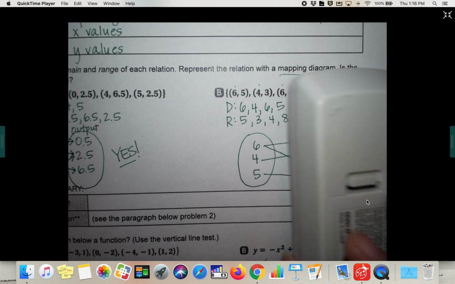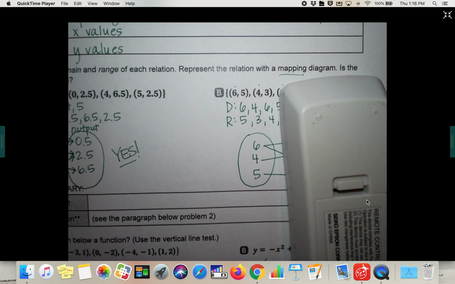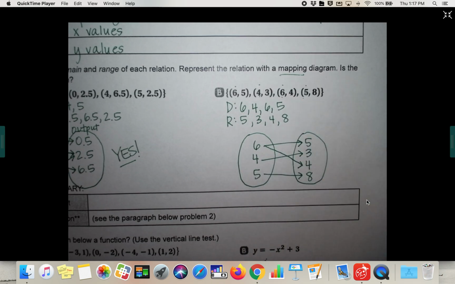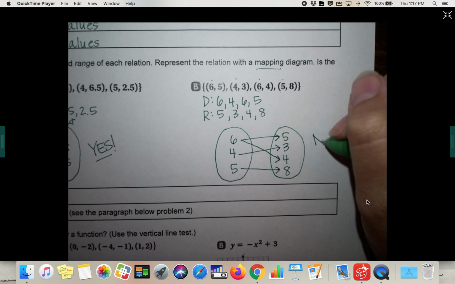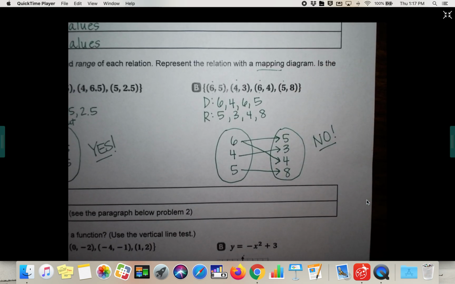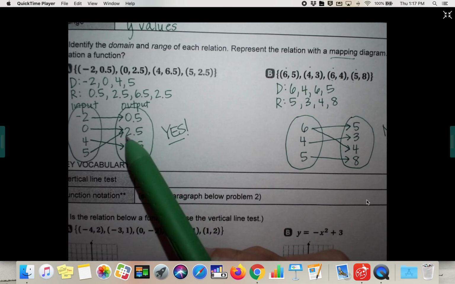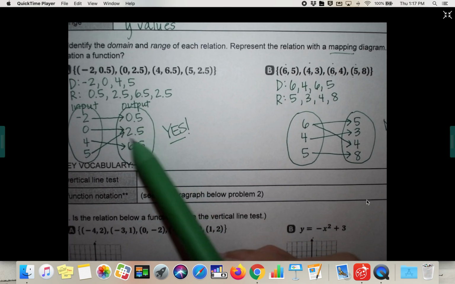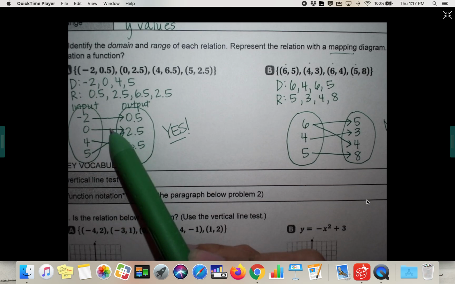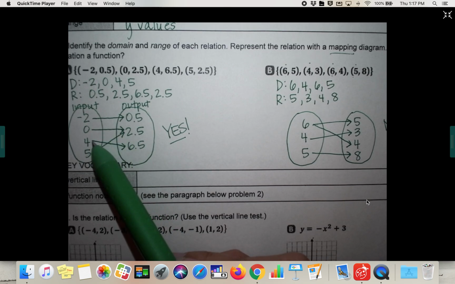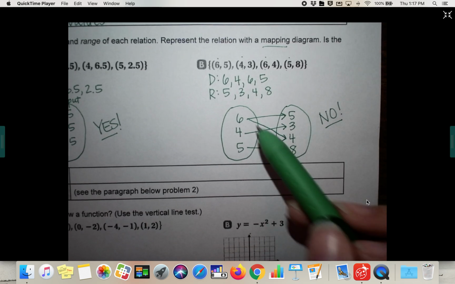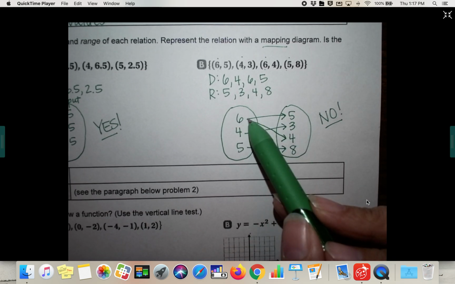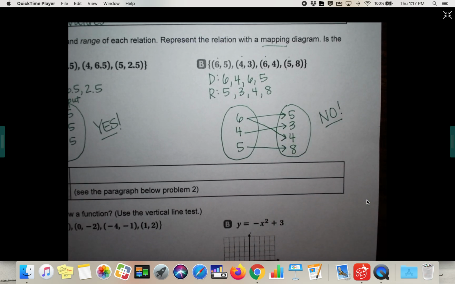Okay, if we were to look, does each input only have one output? 5 only has one output, 4 only has one output, but 6 has 2 outputs. So that is why this is not a function. They could both have the same output, but each input has to be different. Each input can only be paired with one output. This input is paired with 2 different outputs. So that is why it is no.